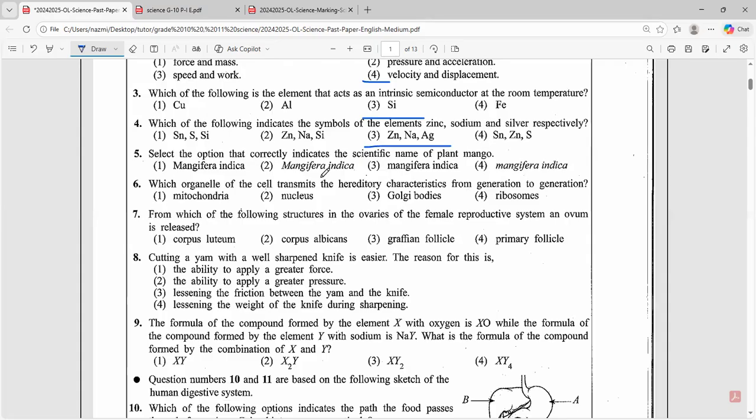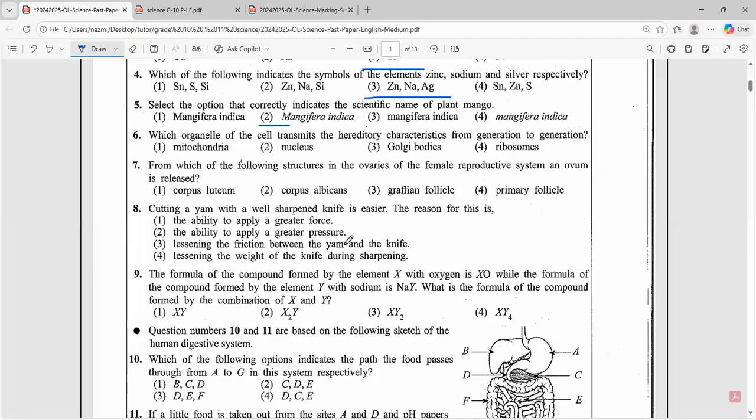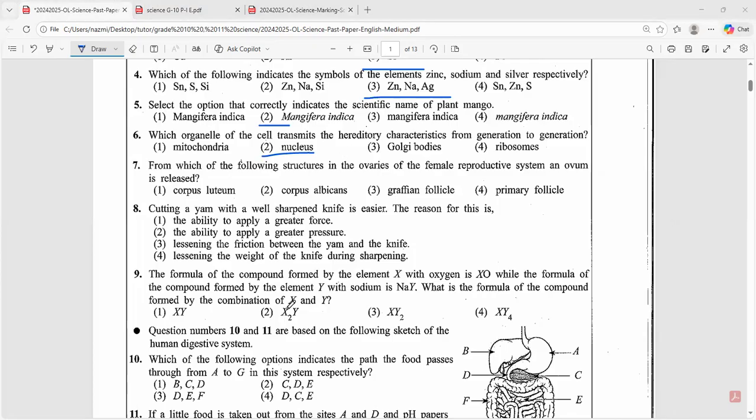Select the option that correctly indicates the scientific name of plant mango. Second one, no? Second one, it has to be italicized when printed and the first has to be capital. Which organelle of the cell transmits the hereditary characteristic from generation to generation? Nucleus.